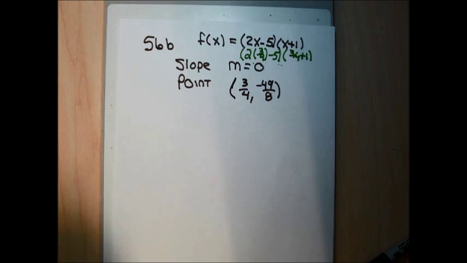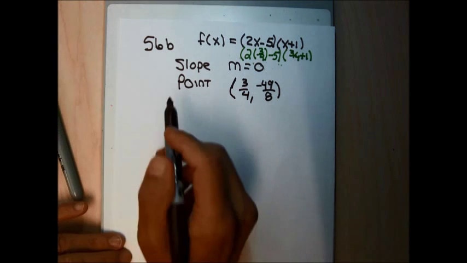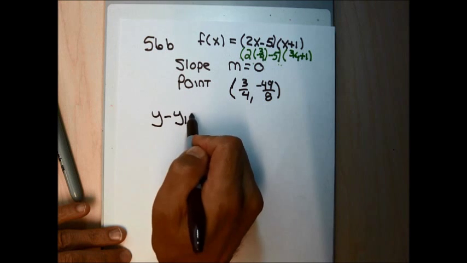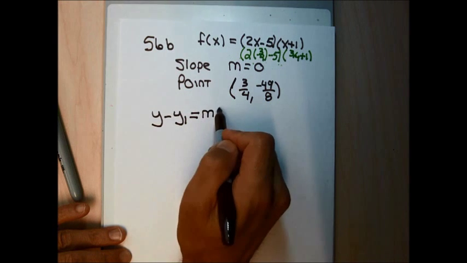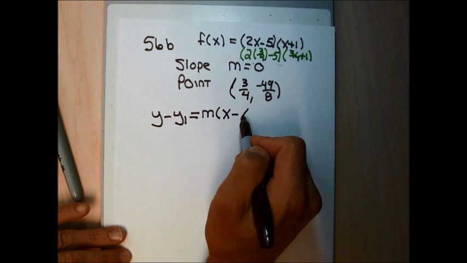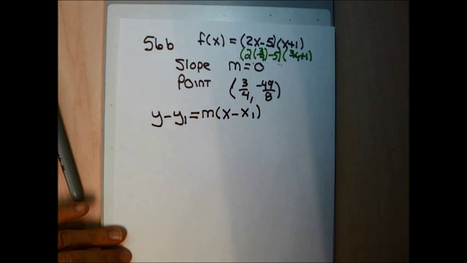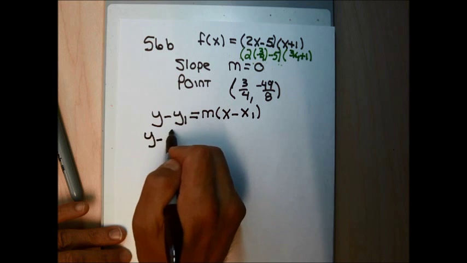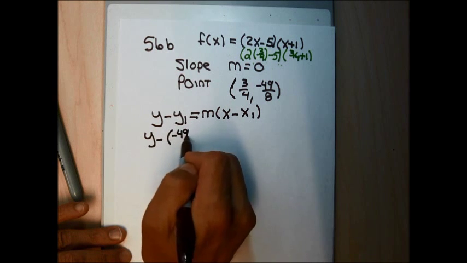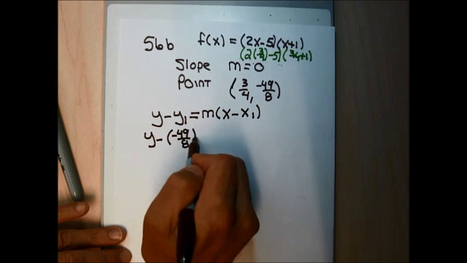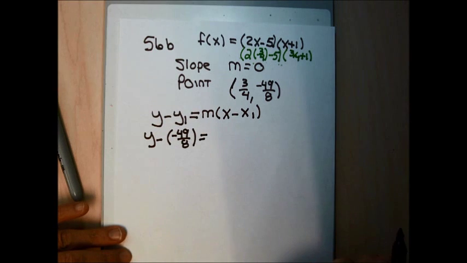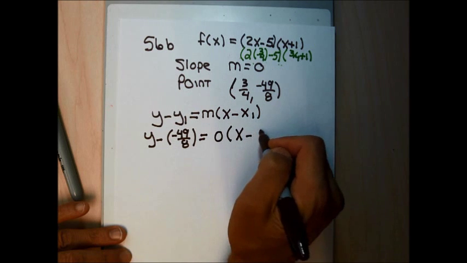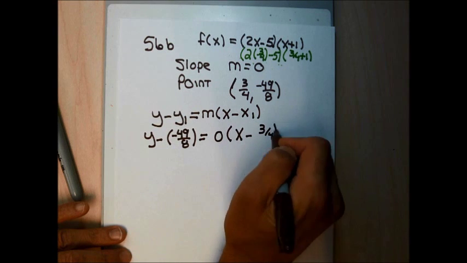And now I should be able to get an answer without doing the long way. But the long way to get the answer would be to use the information I have along with the formula y minus y1 equals m times x minus x1. Into this formula, in for the y1, I'd plug negative 49/8. Since I have a double negative, I need a parenthesis to separate it. In for the m, I'd plug 0. And in for x1, I'd plug 3/4.